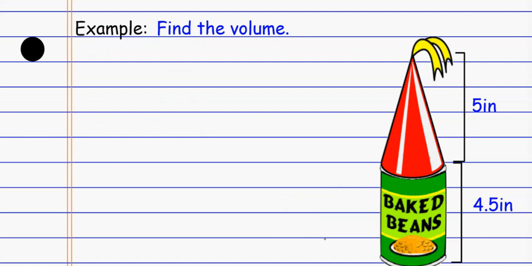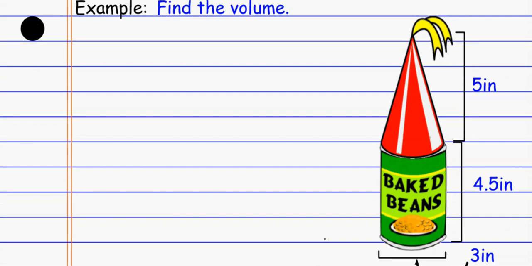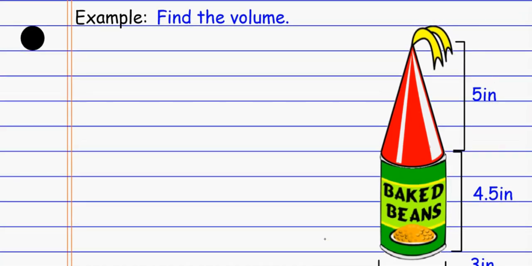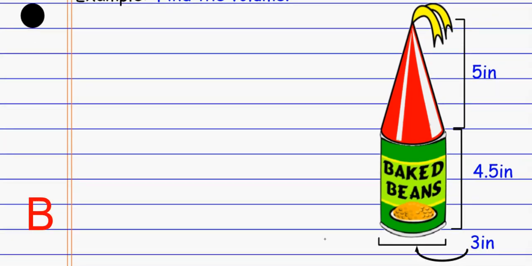If I look at something like this guy, it says find the volume of this thing, and notice I have a can of beans with a party hat, of course. Why we'd want to find the volume of the whole thing, I don't know. But the fact remains I've got the can of beans with the party hat on. I want the volume of the whole thing. And so what I really need to do is find the volume of each piece of this thing and combine them together.